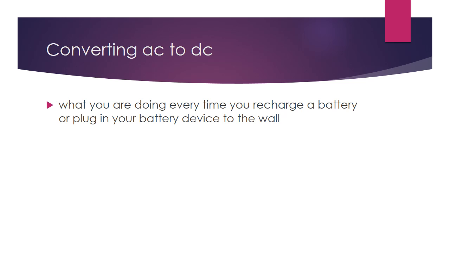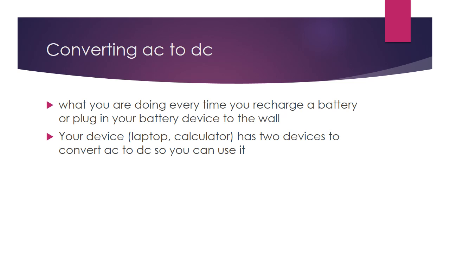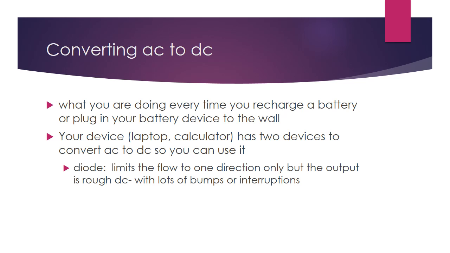So when you plug in your phone or you plug in something and you're recharging, especially a battery, and you're plugging it into the wall, we'll just talk about your laptop or your phone, which runs off of a battery. So you have devices inside that take that AC current and convert it into DC current so that your device can use it. The first one's called a diode.